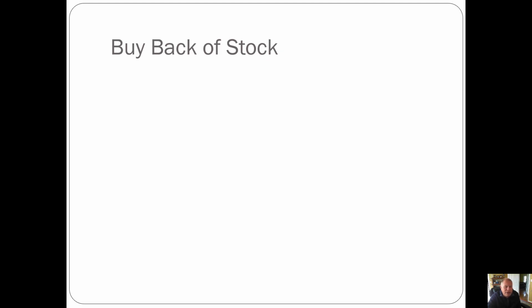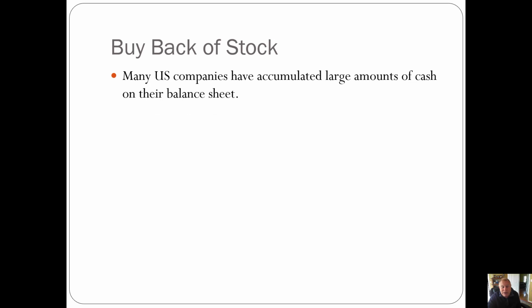Then there is the buyback of stock. Many U.S. companies have accumulated massive amounts of cash on their balance sheet. Some, not everybody. Okay, we can look at Apple. They have a ton of cash. But then we can look at the airlines today who have almost no cash at all. So there's a lot of variation amongst companies.